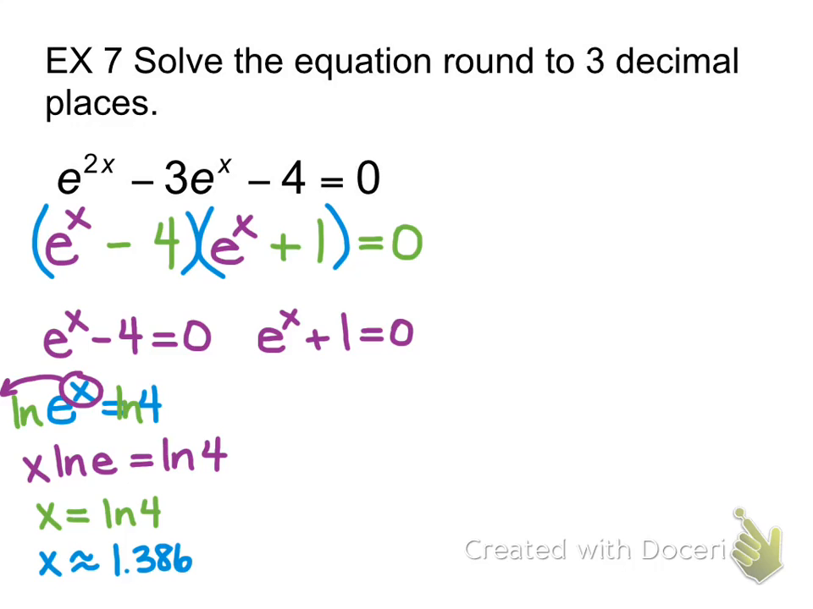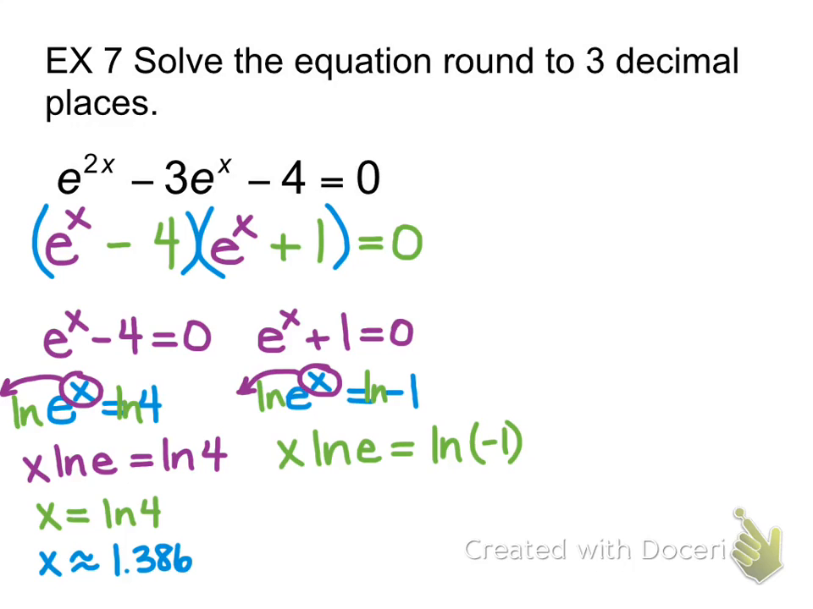Now for the other side, e to the x plus 1 equals 0. So I subtract 1 and e to the x equals negative 1. Take the natural log of both sides and bring my exponent down out front. So x times natural log of e equals the natural log of negative 1. We know that the natural log of e is just 1, so x is equal to the natural log of negative 1. Now when you type natural log of negative 1 into your calculator, you're probably going to get an error and it's going to say non-real answer.